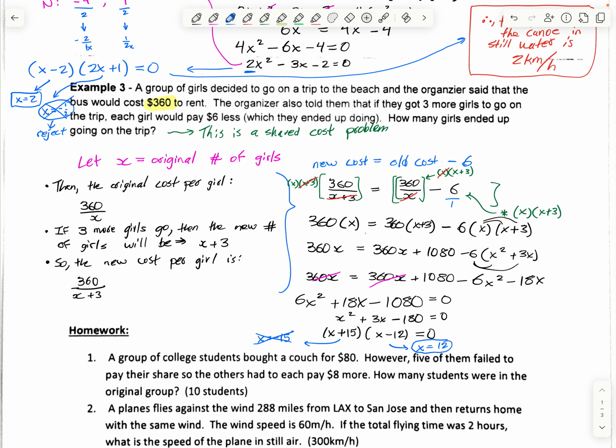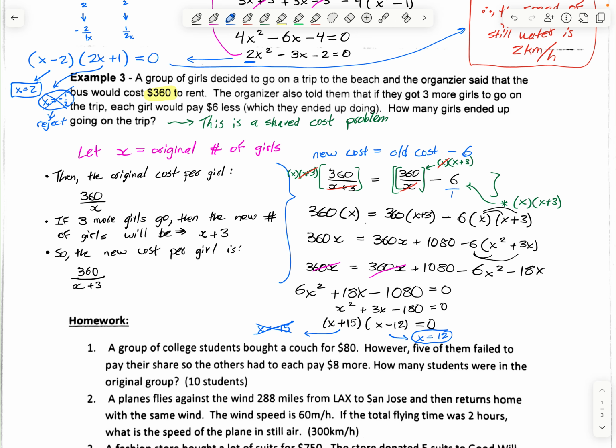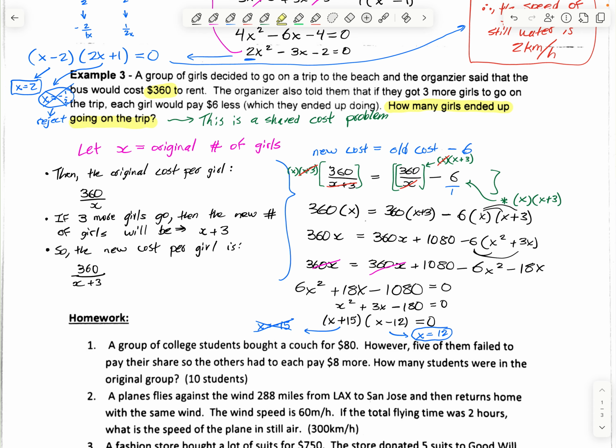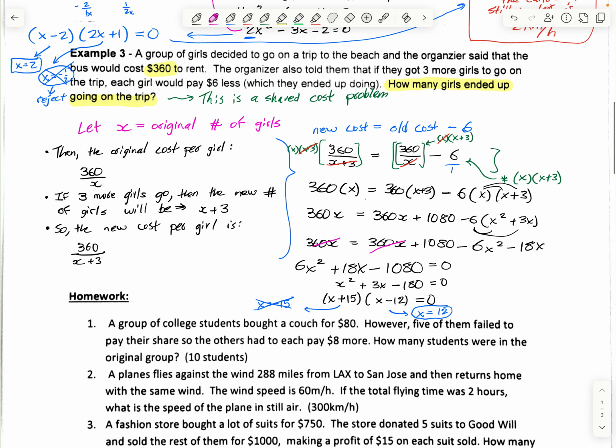Now, be careful here, right? The question is not asking for the original number of girls. That's where you have to be careful. It asks how many girls ended up going on the trip, right? So I'll highlight that right here. It says how many girls ended up going on the trip, right? So it's a common mistake. So the original number is 12, 3 more went, right? So 12 plus 3 is equal to 15.